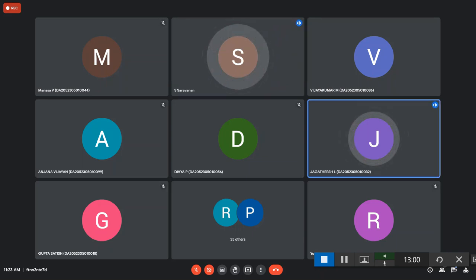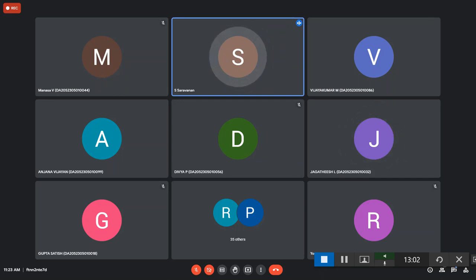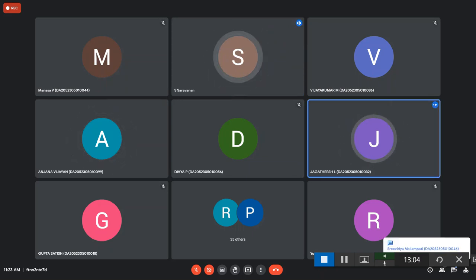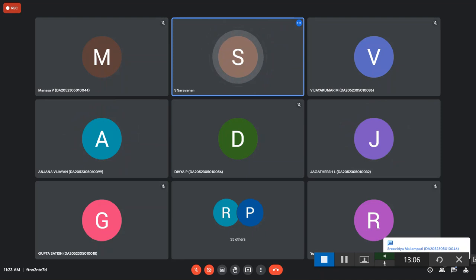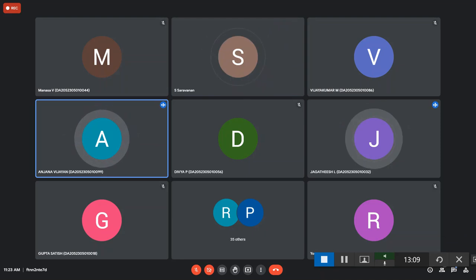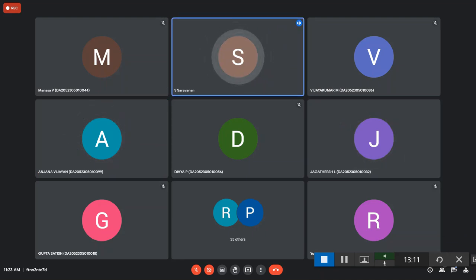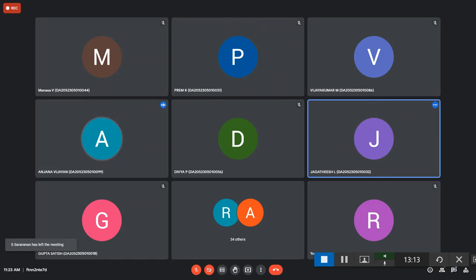In the first row there is no 1, so I'll be taking any one of the 0s. Sir, the screen is not visible. I shared my screen actually. No, it's not visible, sir. It got disconnected.